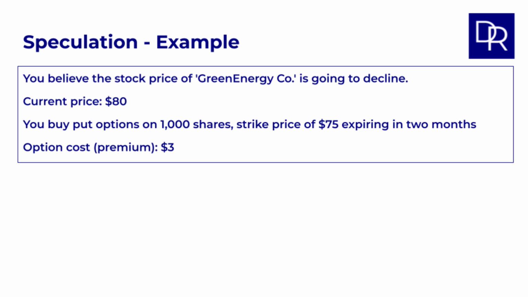Let's say you buy put options on 1,000 shares of Green Energy stock with a strike price of $75, expiring in 2 months. Let's assume each put option costs $3 per share.